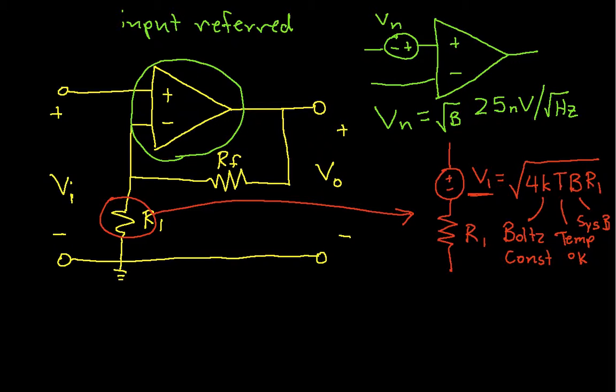At this point I will stop this video. This will be part 1. And in part 2, we will actually use these models that include noise sources to do the analysis of this non-inverting op-amp circuit. So stay tuned for the next video.